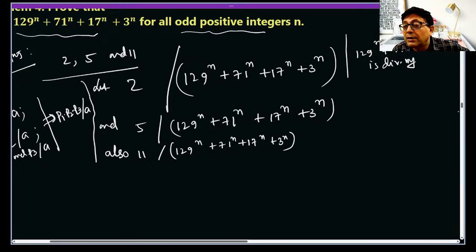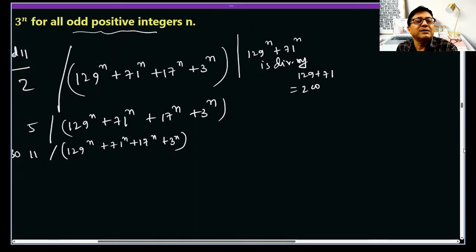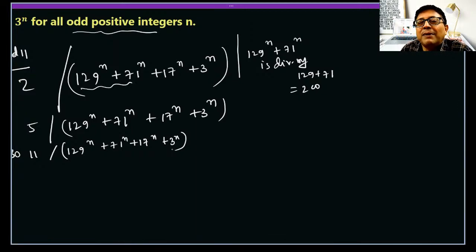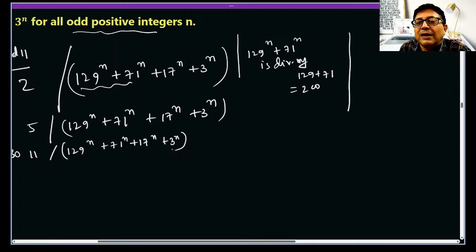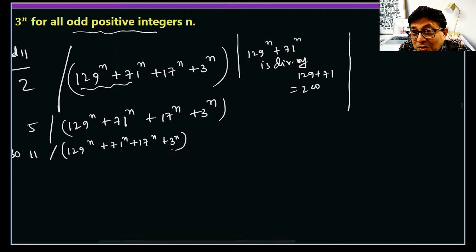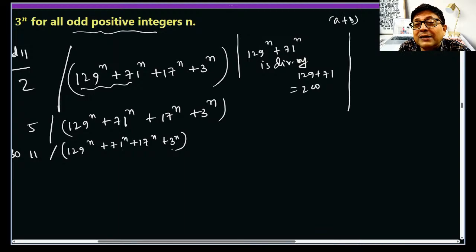divisible by what? A to the power n, b to the power n, divisible by what? Tell. This is divisible by 129 plus 71. This is 200. You agree or not? You can see that this sum is divisible by 200. Why? Just we have done that a plus b divides a to the power n plus b to the power n if n is odd.